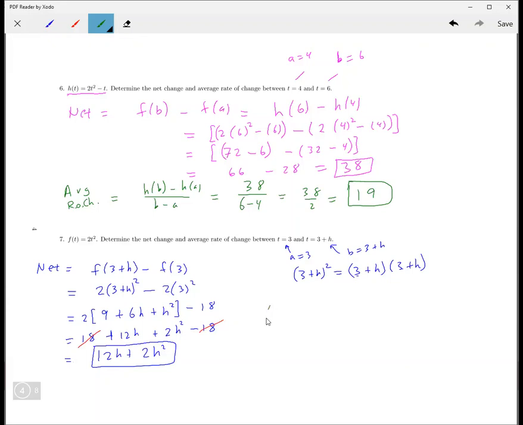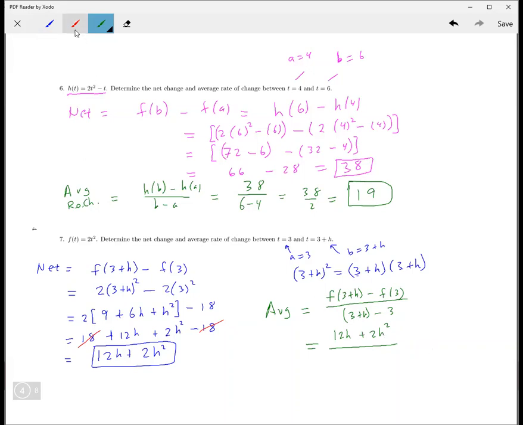Okay, and then average rate of change, that's going to be f of 3 plus h minus f of 3 all over 3 plus h minus 3. So this is b minus a here. This is f of b minus f of a. We already know that the numerator is just this.